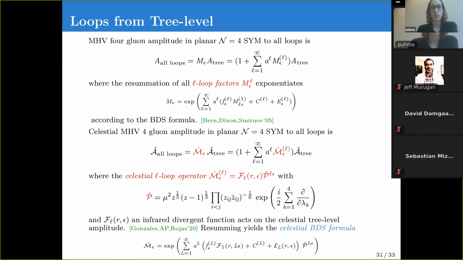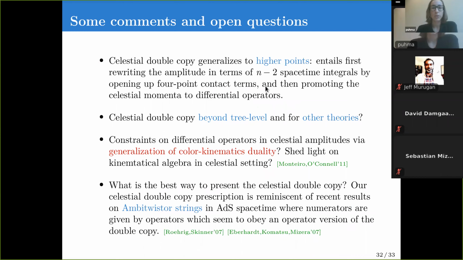Okay, so with that, let me conclude. So I showed to you a celestial double copy procedure and explicitly displayed this for 3 and 4 point celestial amplitudes, but it naturally generalizes to higher point amplitudes. Instead of having these two spacetime integrals in x and y, we now rewrite the amplitude in terms of n-2 spacetime integrals, and then we open up the contact term, much like what I did before in the S, T, and U channels by using the properties of the propagator. And then again, we promote the celestial method to differential operators and let them act on the external wave functions.